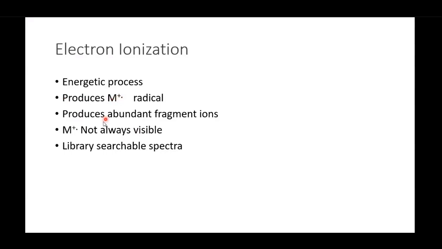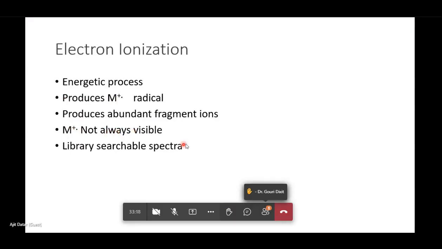If you do not get a molecular ion, you will miss the molecular weight. Now, one good advantage of GCMS is that as long as you use 70 electron volts as energy, you get a spectrum which is repeatable every time. So if you run the compound today and if you run the compound after 1 year, you will get the same spectrum if you use a GCMS with 70 electron volts.